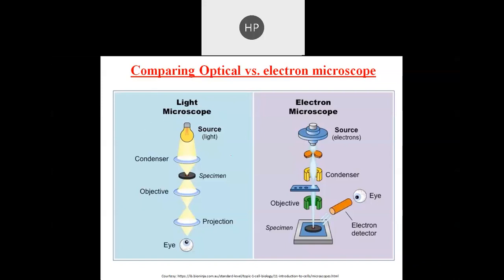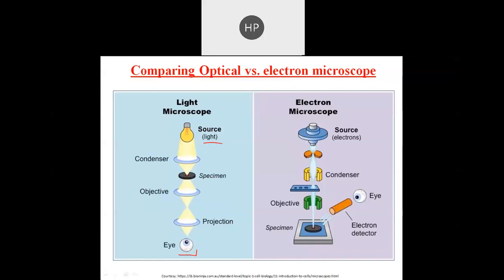Then if we see the diagram of this optical or light microscope and the electron microscope, here you can see that we have a light source over here, and that light source is passing through the condenser. We have a specimen, and from that specimen whatever reflection takes place will then be projected to our eye. So this is the basic fundamental principle of the light microscope, the optical microscope.